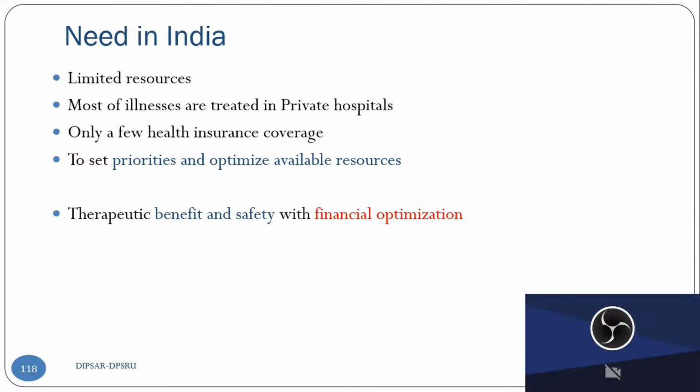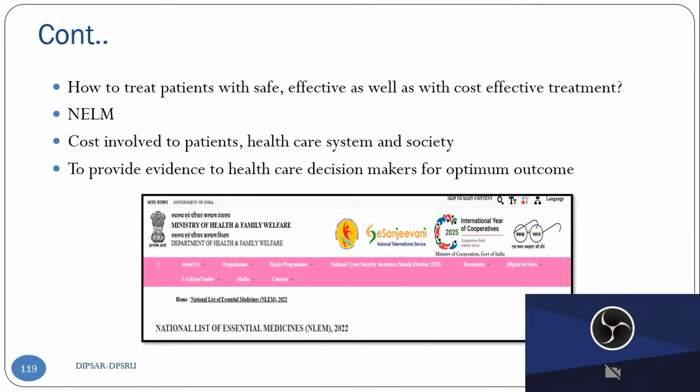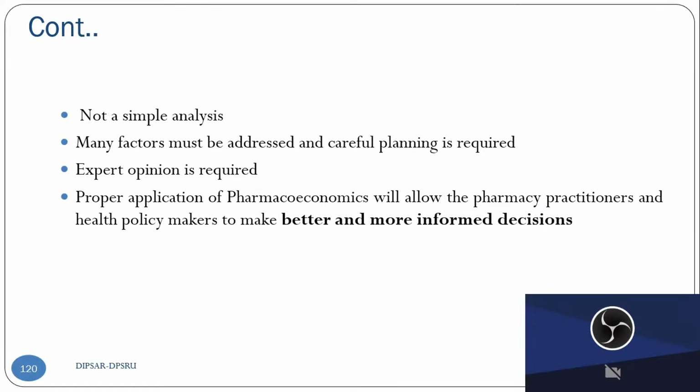Need in India: we have already discussed why, particularly in India, pharmacoeconomic studies are required, right? Because we have limited resources, you have to optimize. Financial optimization is very much required, and how to treat patients with safe, effective, as well as cost-effective treatment, right? So I would say that overall you also get an idea. It's not a simple analysis. Many factors must be addressed, and careful planning is required, right?